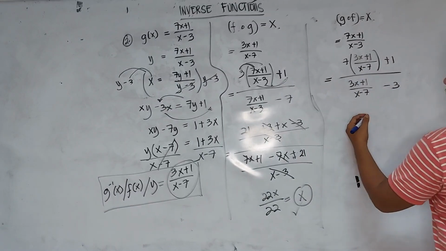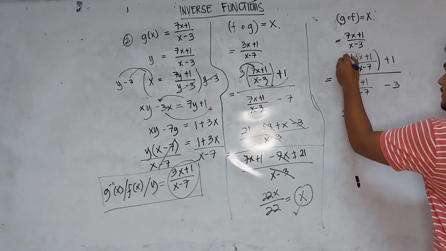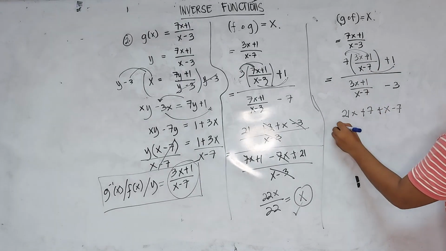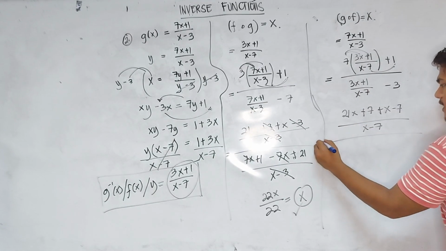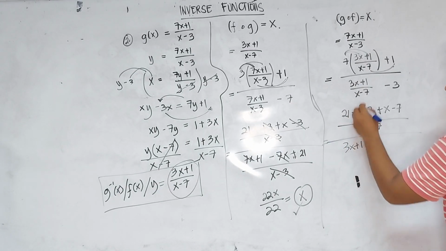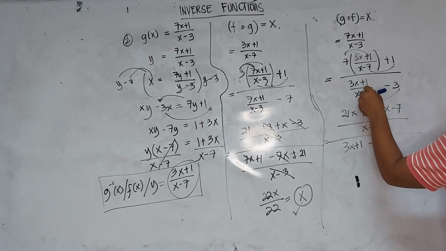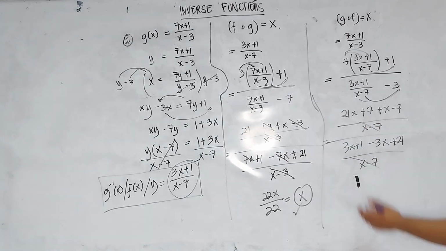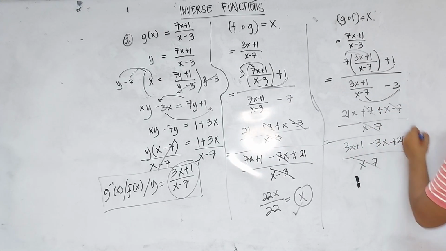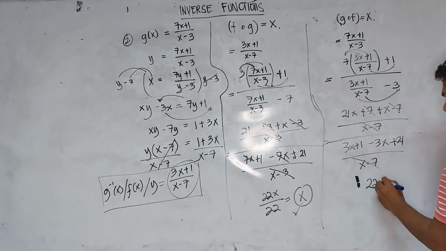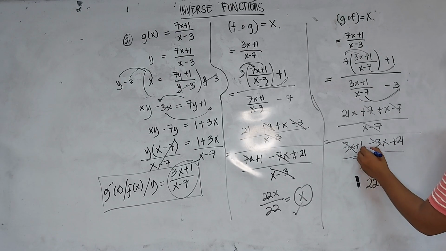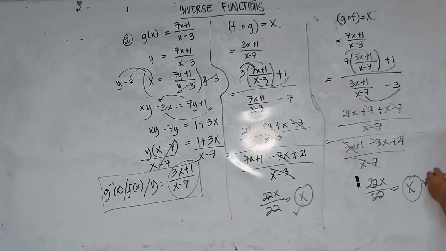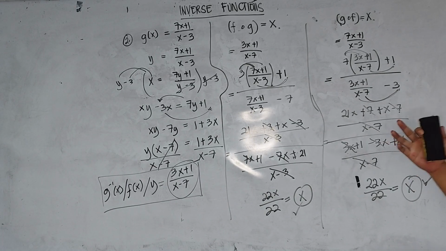Let's continue. How about here? 7 times 3x, 21x plus 7 plus x minus 7, over x minus 7, over the equal sign. Copy. 3x plus 1, x times negative 3 minus 3x, negative 7 times negative 3 plus 21, over x minus 7. Cancel, cancel. 21x plus x, 7 minus 7 is 0. 21x plus x is 22x over 22, because 3x minus 3x cancels and 1 plus 21 is 22. That is equal to still x. The solutions are different, but both give x. Therefore, these two are really inverses.